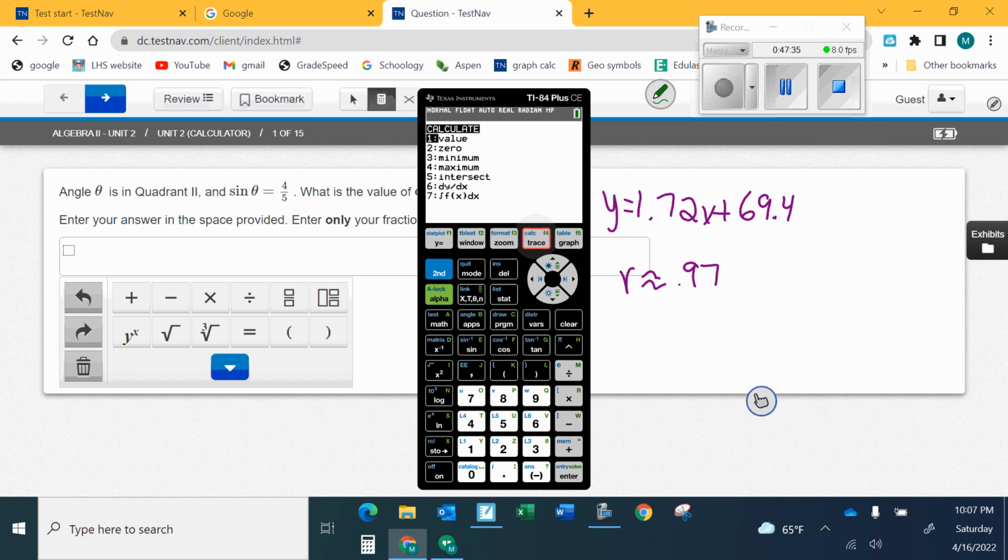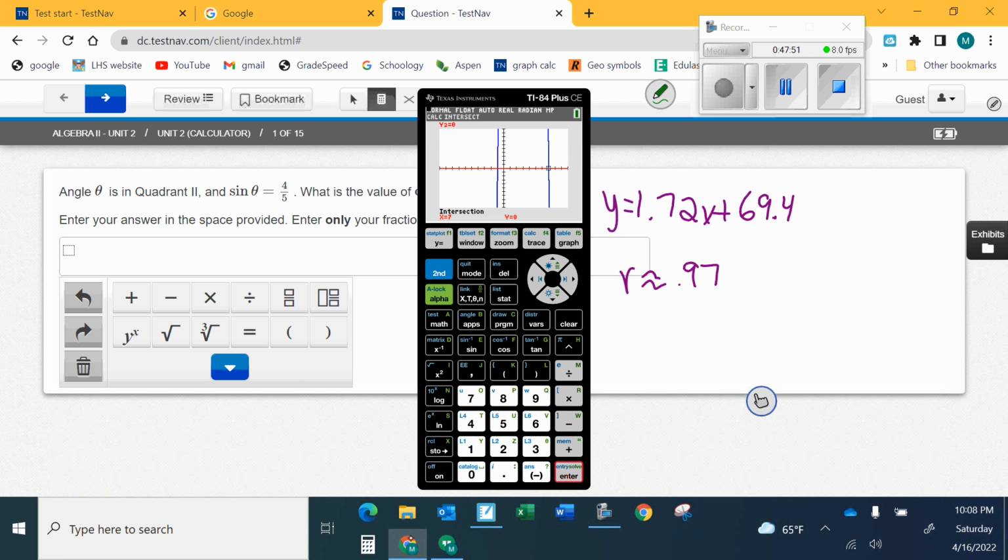Then I'm going to do second calc, number 5, intersect. Okay, there's my negative 1 second. First curve, second curve, my guess. I'm going to move it closer to that one. I can't have negative seconds. I need that one right there. And there you see 7, 0, so 7 seconds.